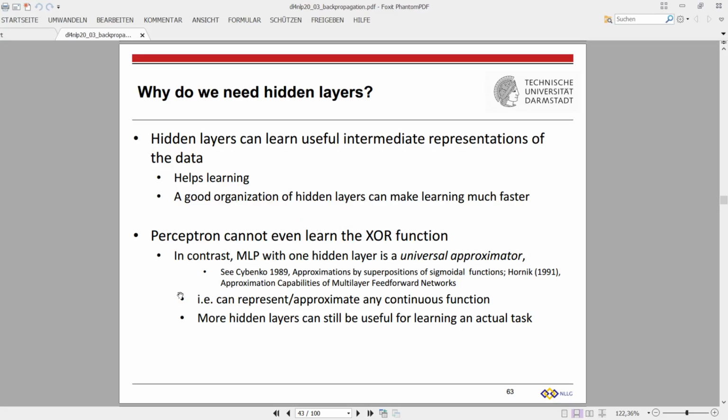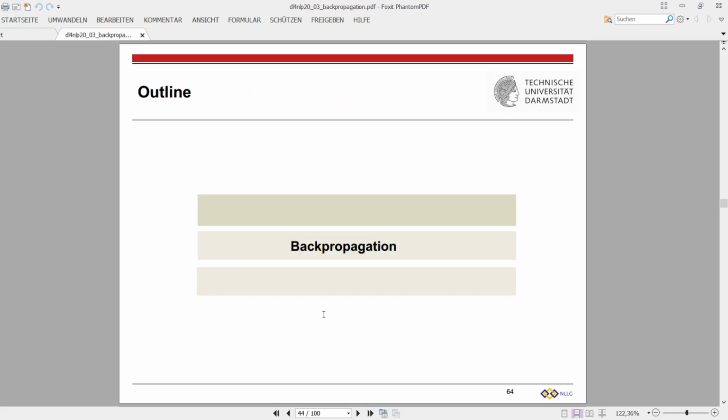While if you have no hidden layer, so if you have only the perceptron, then we know this is extremely limited. It cannot even learn the XOR function. In contrast, the MLP with one hidden layer is a universal approximator, and there are theorems on that, so it can approximate any continuous function. Okay, so this is our setup, and with that we start into our next chapter, which is called backpropagation.